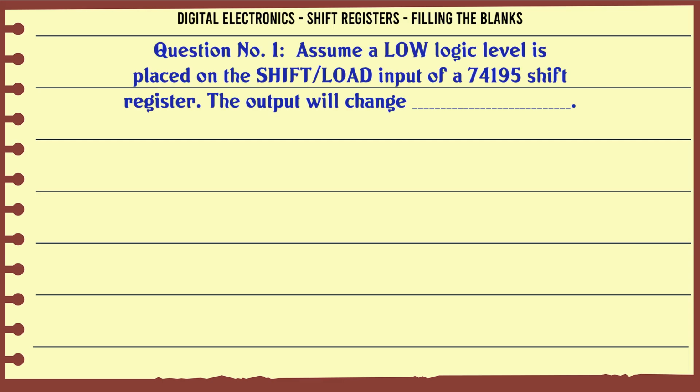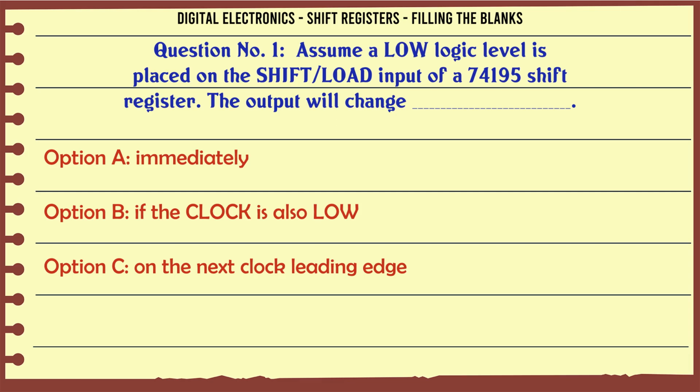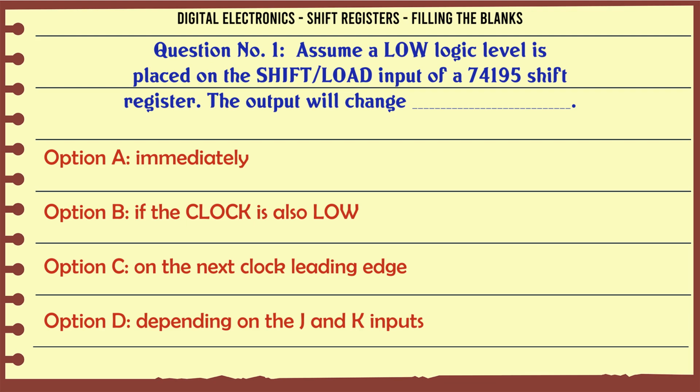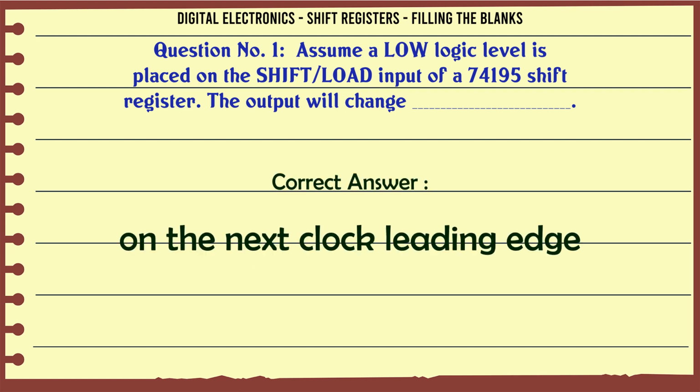Assume a low logic level is placed on the shift load input of a 74195 shift register. The output will change: A. Immediately. B. If the clock is also low. C. On the next clock leading edge. D. Depending on the J and K inputs. The correct answer is on the next clock leading edge.